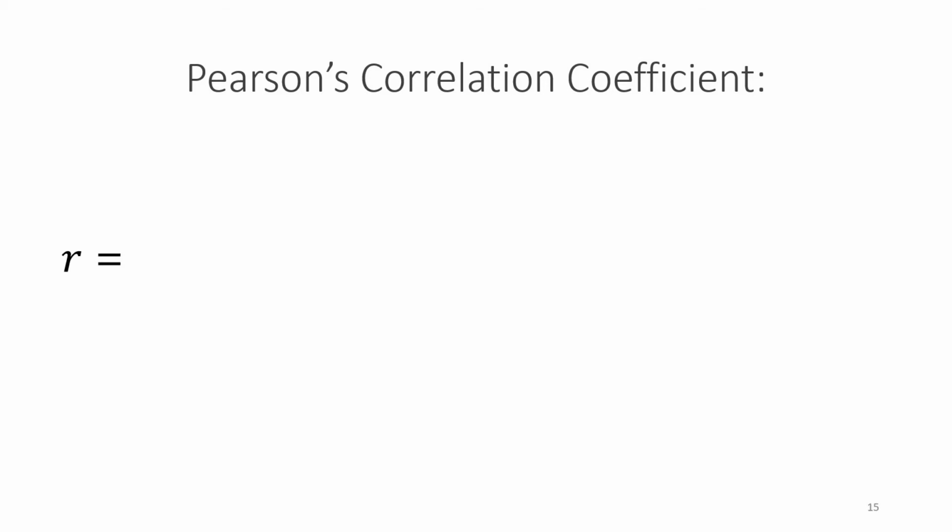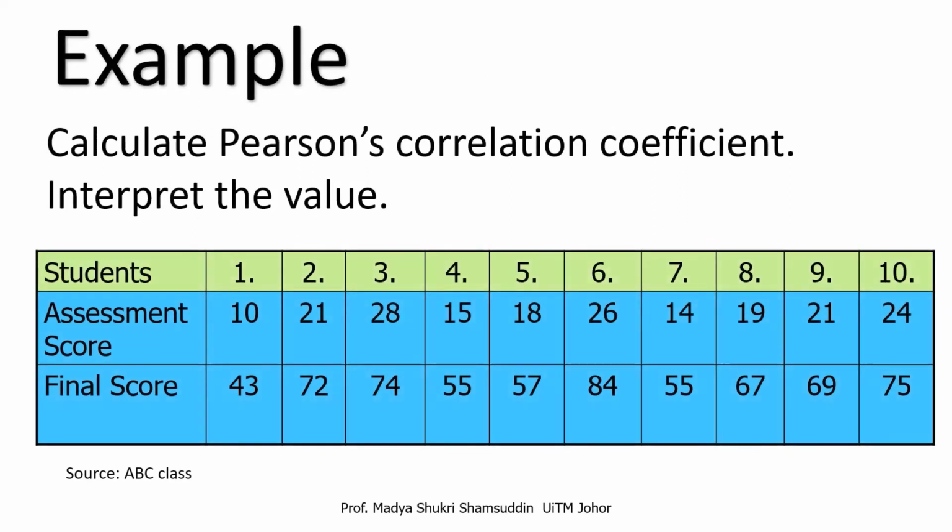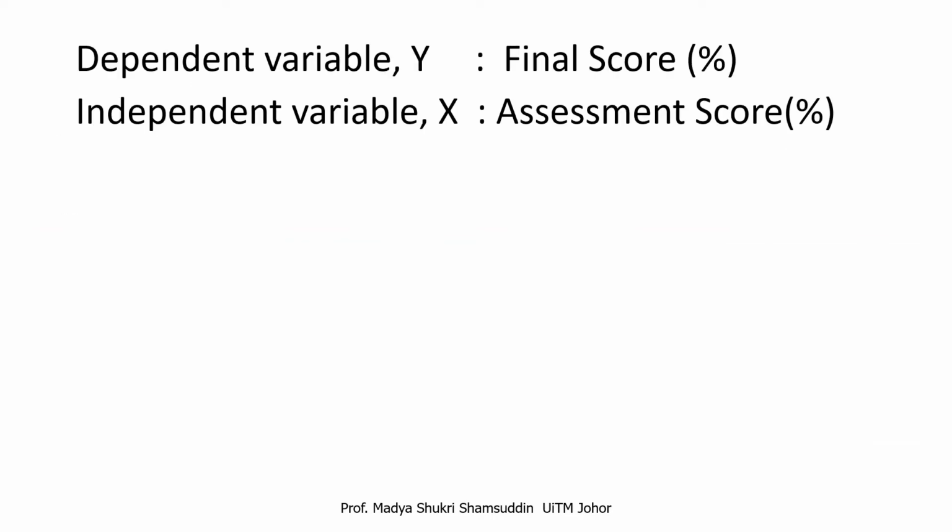The coefficient R is called Pearson's correlation coefficient. It is calculated as follows. Example: calculate Pearson's correlation coefficient. Interpret the value. You can verify that the sample size n is 10.